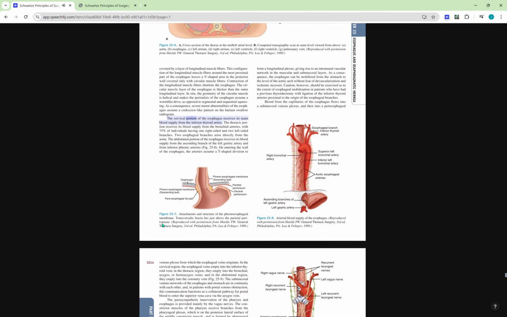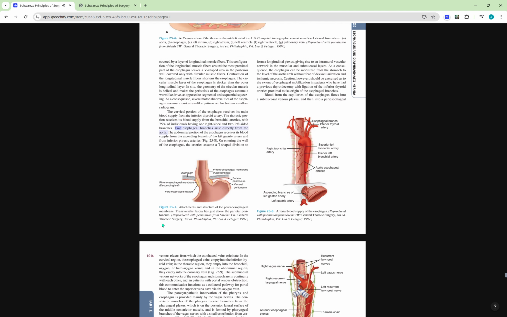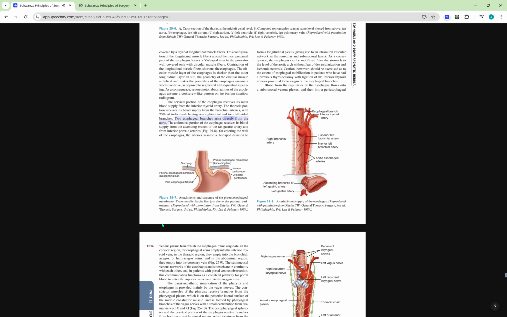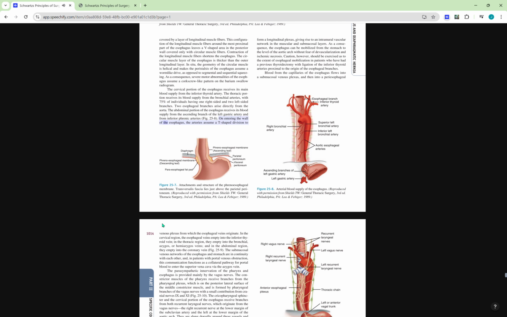The cervical portion of the esophagus receives its main blood supply from the inferior thyroid artery. The thoracic portion receives its blood supply from the bronchial arteries, with 75% of individuals having 1 right-sided and 2 left-sided branches. 2 esophageal branches arise directly from the aorta. The abdominal portion of the esophagus receives its blood supply from the ascending branch of the left gastric artery and from inferior phrenic arteries.